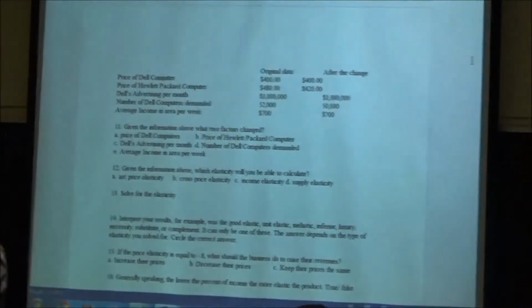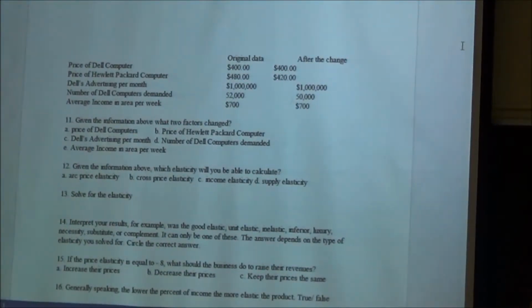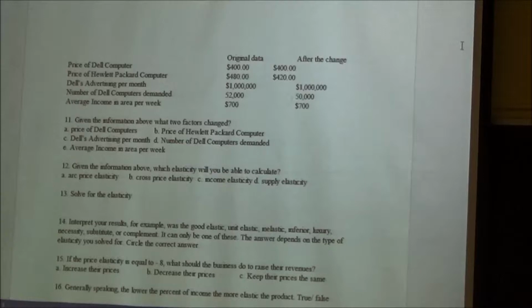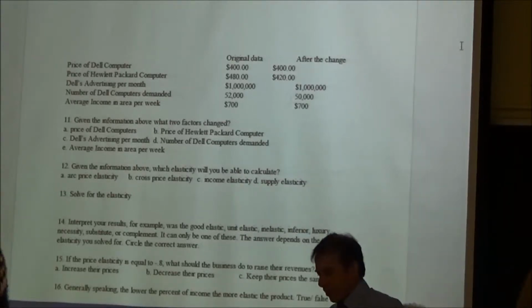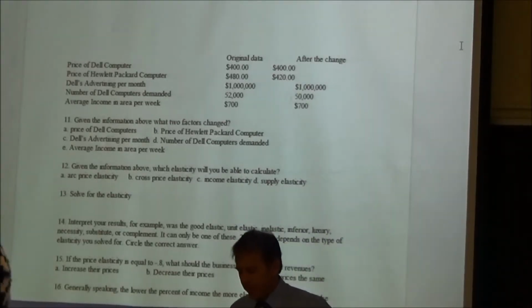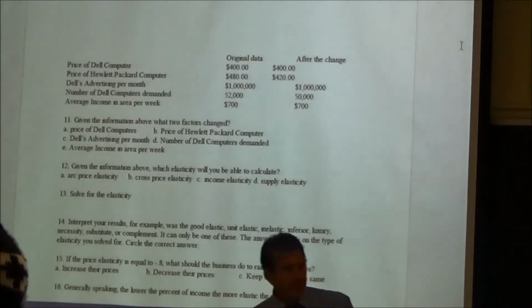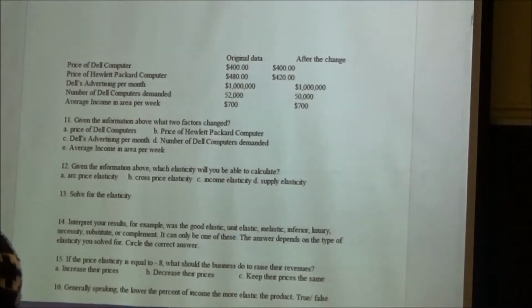Number 22 is B, because it's a change in demand, not a change in the quantity demanded. Number 23 is B. Number 24, it's a shift of the demand curve. Number 25 is B, and that's where we're at. So I just wanted to make sure you have the answers for those questions, so if you need them, you've got them. Any questions about the questions?